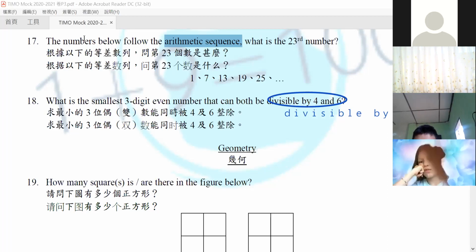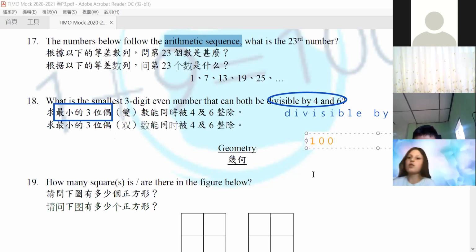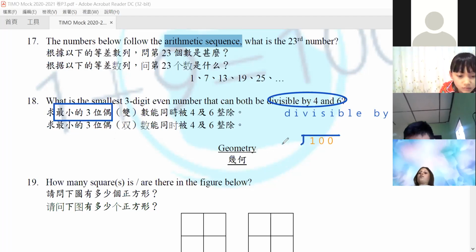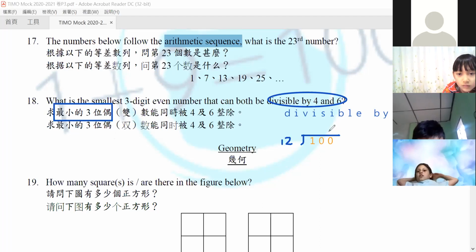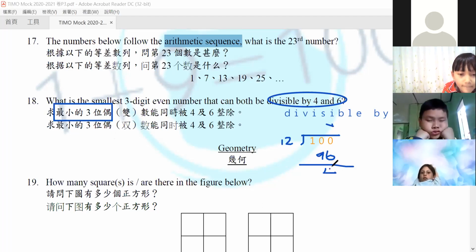Again, like what we did in question 16, we ask what the smallest three-digit number is. The smallest three-digit number is 100, right? So we divide 100 by our 12, and we get 8. We will get 96, and then the remainder is 4, right?